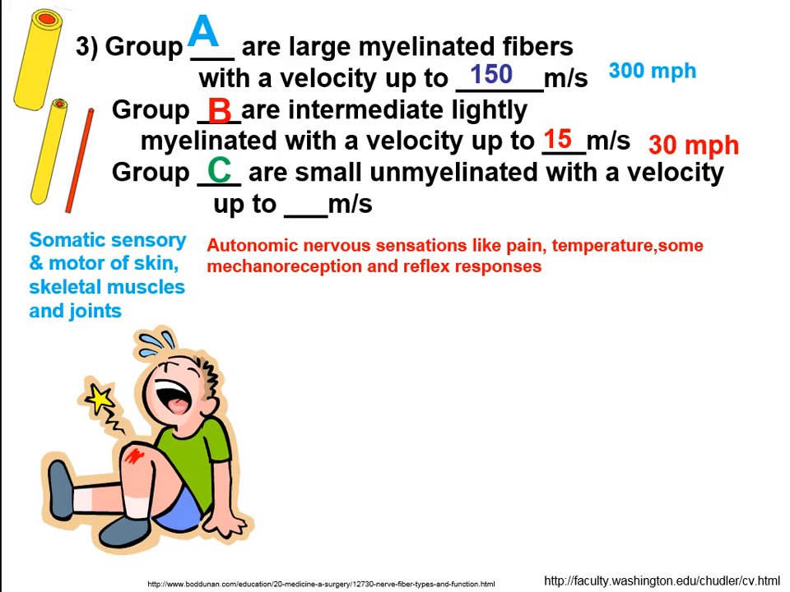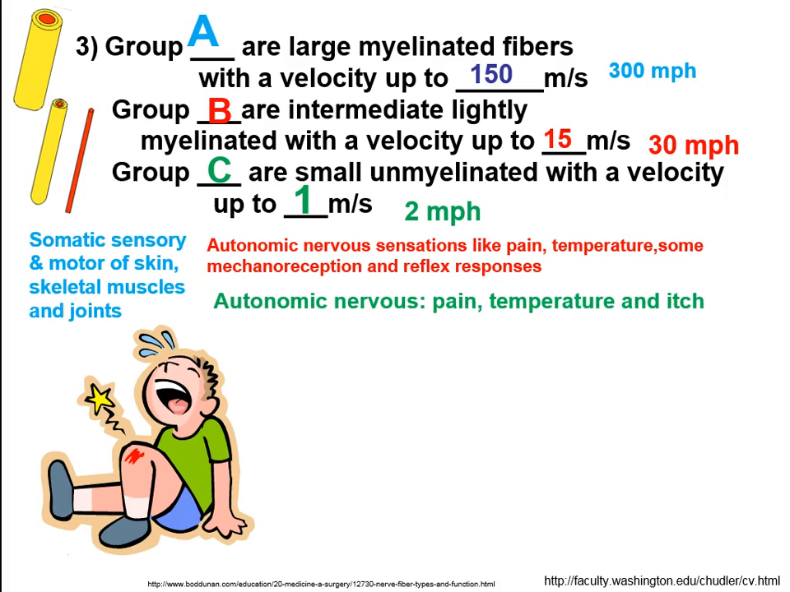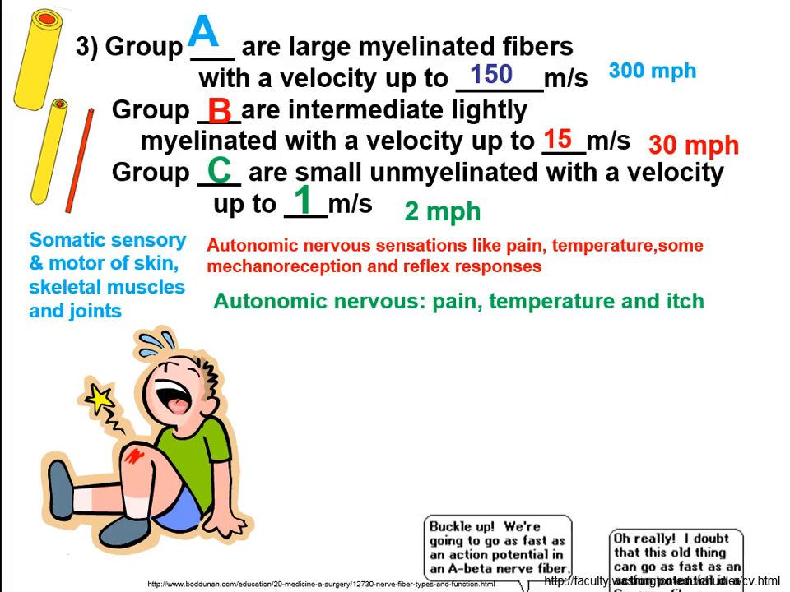The smallest neurons that are unmyelinated only have a velocity of 1 meter per second. But again, I'm only about 1.5 meters, so even on my smallest unmyelinated fibers, I can send an impulse from my toe to my brain in about 1.5 seconds. That's still pretty fast. 2 miles an hour. And that would be like pain and temperature and itch, some of the automatic nerve reflexes.